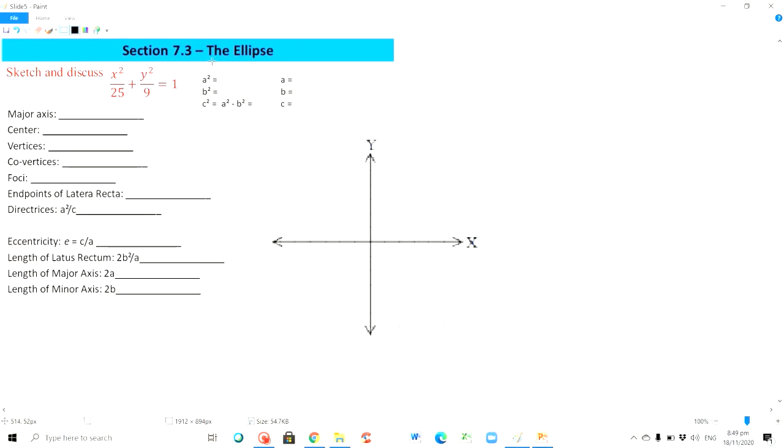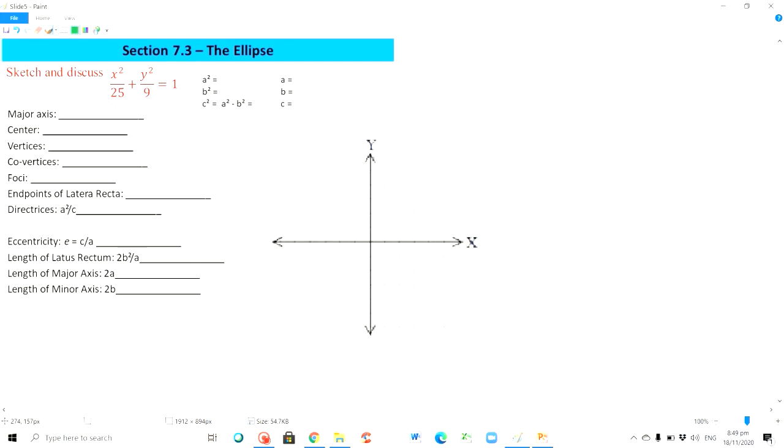Okay, for the example, x squared over 25 plus y squared over 9 is equal to 1. So, this is already written in its standard form. Kaya, pwede na nating identify yung mga details. Okay, first and foremost, alamin po natin kung ano po ba yung A.